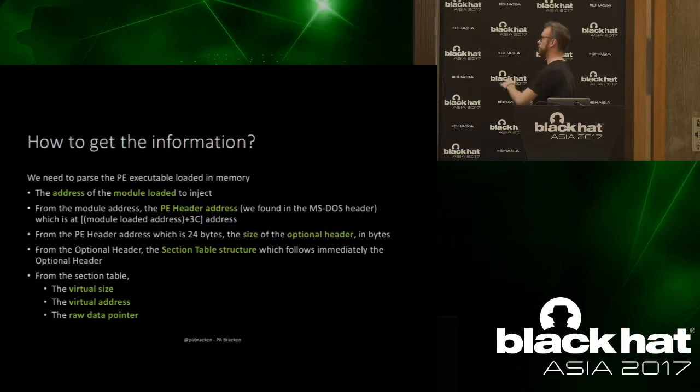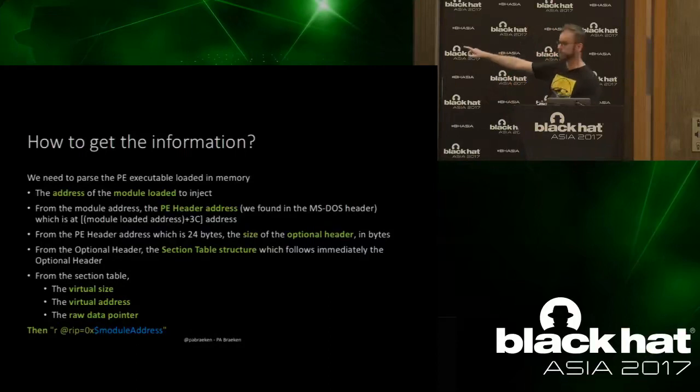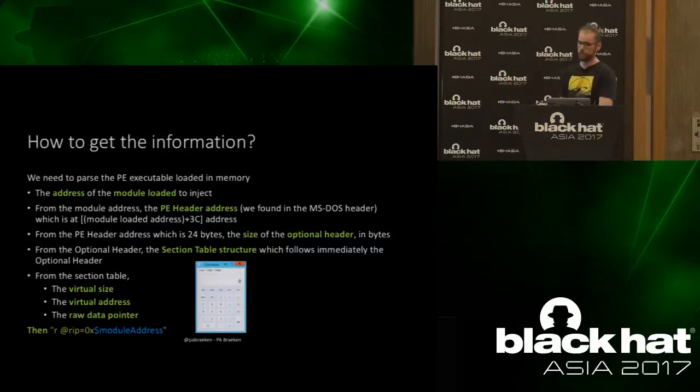From the PE header, which is 24 bytes, you will get the size of the optional headers in bytes, and from this optional header, the sections, etc. And from the section table, the virtual size, virtual address, and raw data pointer. And with all this information, after injecting your code into the null padding zone, you will just send this call to the debugger, which is, in fact, saying, okay, the next instruction, because it's the registering instruction pointer, will be this module address. And bam, you will get your calculator. In this example, it's a calculator, but it could be different things.